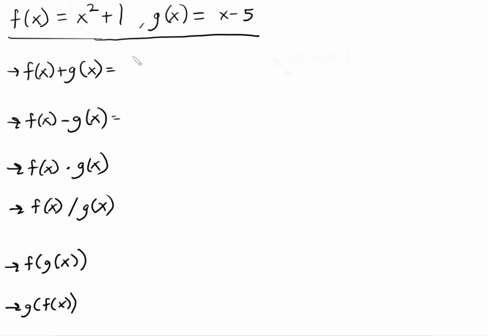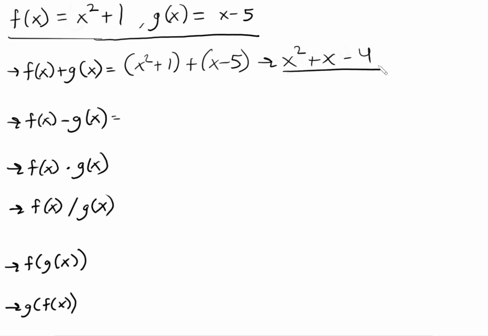We can just put them in parentheses to separate them, and we get x squared plus 1, which is f of x, plus parentheses x minus 5, which is g of x. Now this can actually be solved by really basic addition. All you have to do is combine like terms, and you end up with x squared plus x, and then 1 plus negative 5, or 1 minus 5, which is equal to negative 4. So this becomes your answer for the first problem.